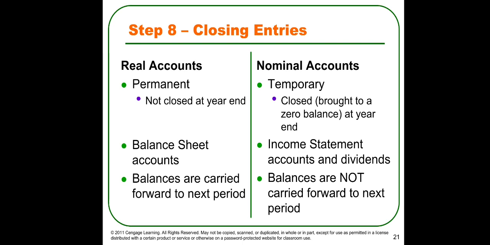Okay, the second category of accounts are called nominal accounts. These nominal accounts are temporary, and these accounts are revenue accounts and expenses accounts. These accounts are called nominal accounts, and they are temporary accounts. Why are they called temporary accounts?